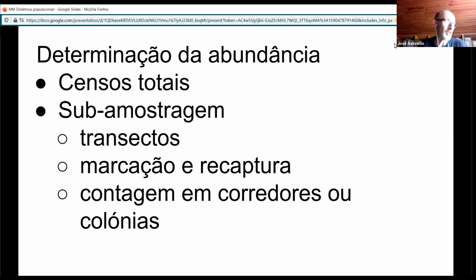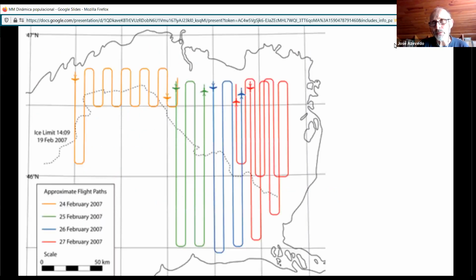Depending on how you define your population, you can try to count all the individuals in a population. But once you have a realistic population, you cannot expect to count all. So what you do is you subsample. You take a sample and you count it, and you try to extrapolate from that to the whole population.